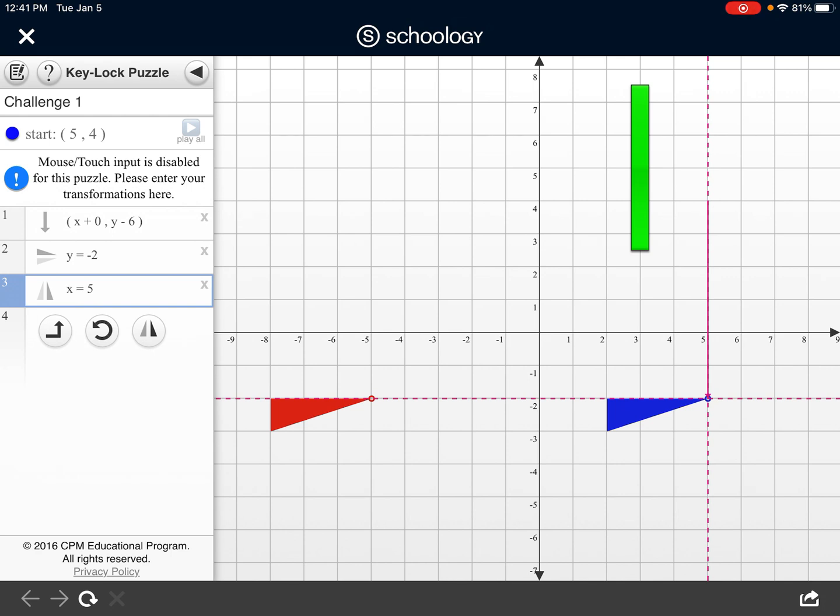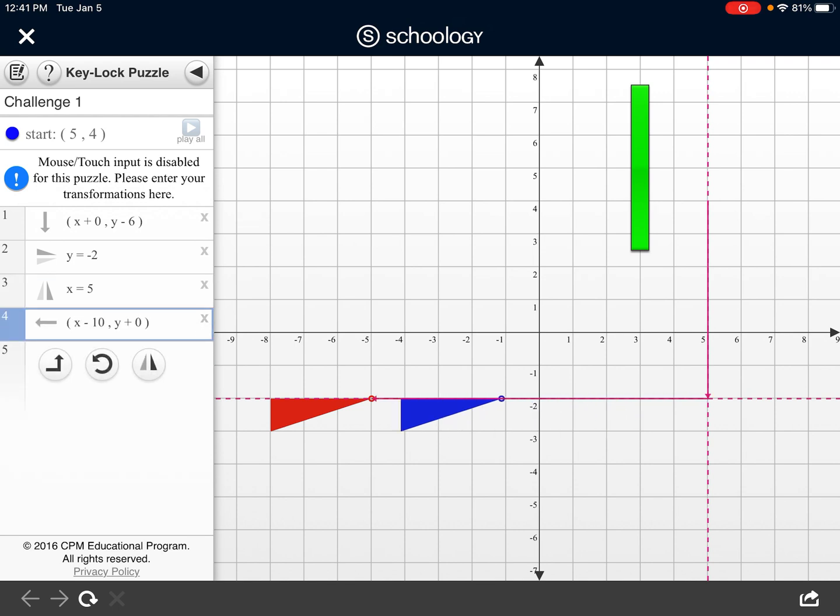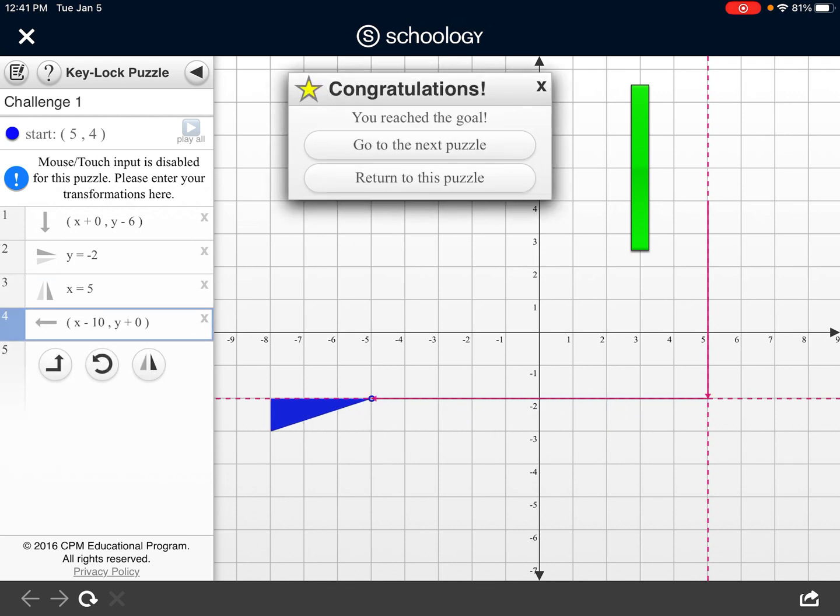with the red triangle. So I'm going to count from the circle to circle. 1, 2, 3, 4, 5, 6, 7, 8, 9, 10. It's got to go 10 to the left, and the left or right direction would be my X, and because I'm going left, it's going to be -10, and then they match up.